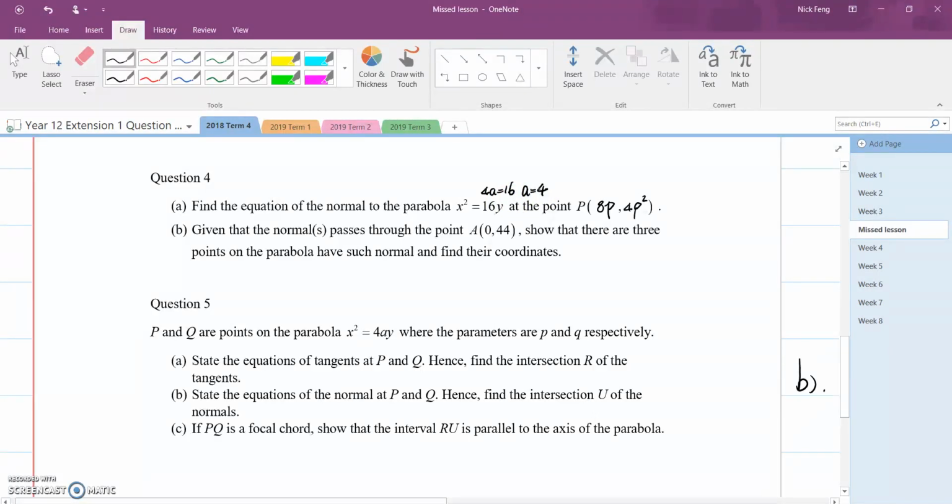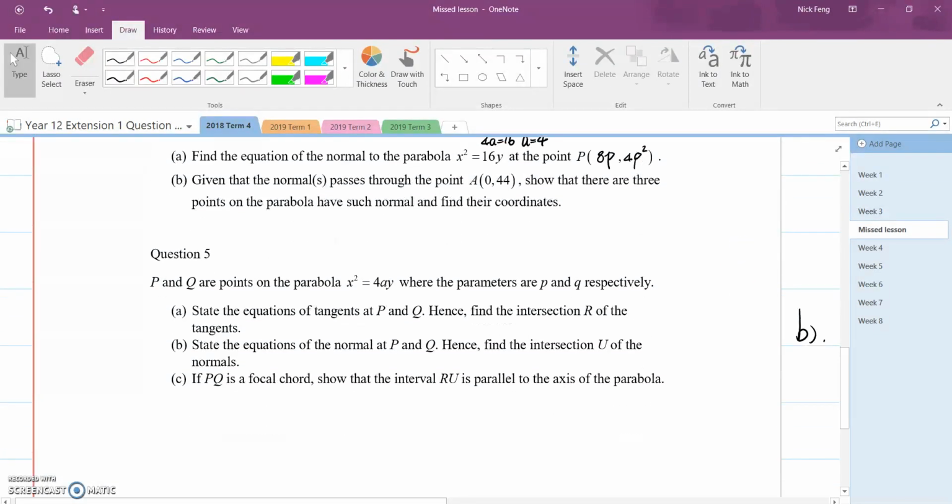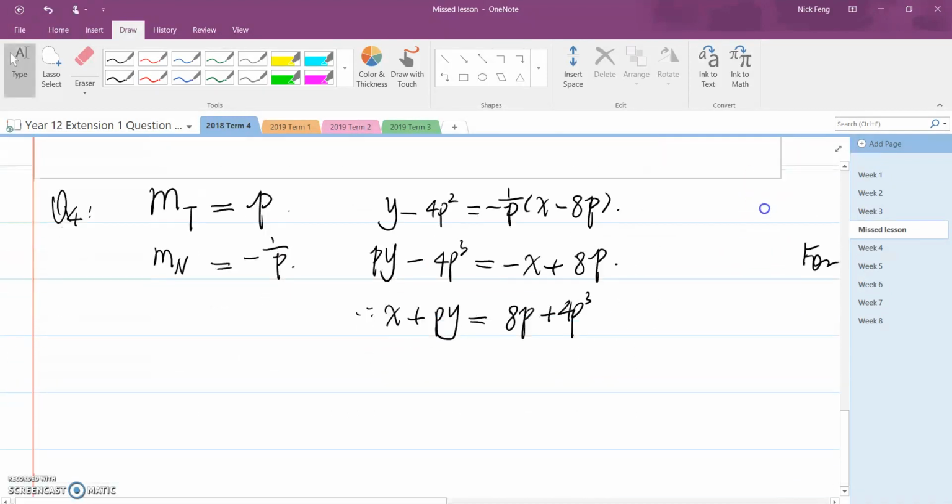Now, given that the normal passes through the point (0, 44). This is a very similar question to what we did before in class. Show that there are 3 points on the parabola that have such a normal, and we also need to find their coordinates. All we need to do for part B, now the normal passes through the point (0, 44).